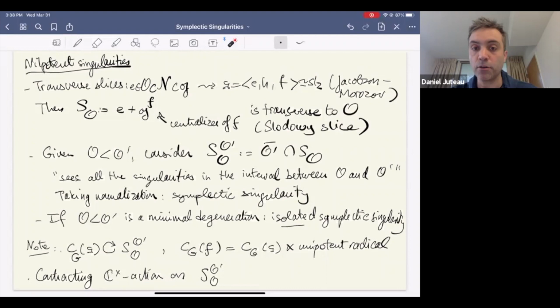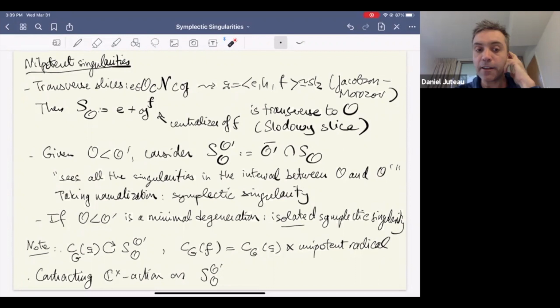And then if you have two orbits, one included in the closure of the other one, you can consider a variety which is all the singularities in between. That is, you take the closure of the larger one and you intersect with a slice to the lower one. So it intersects all the orbits in the interval, if you look at the poset with the inclusion of closures. It might fail to be normal, but you can always take the normalization.